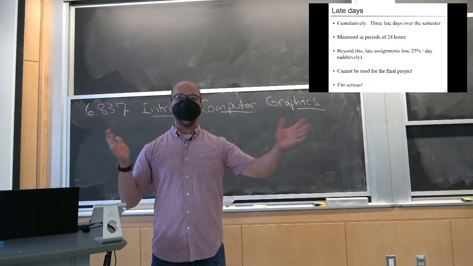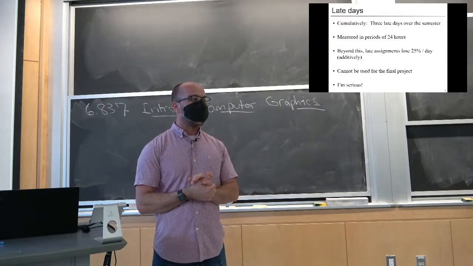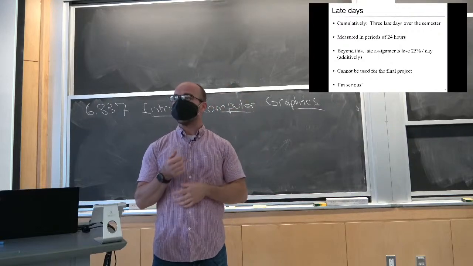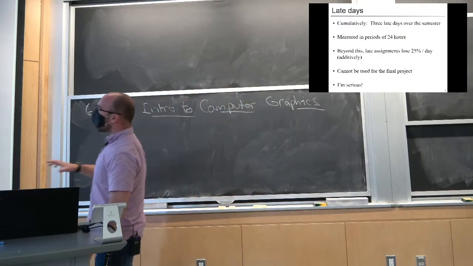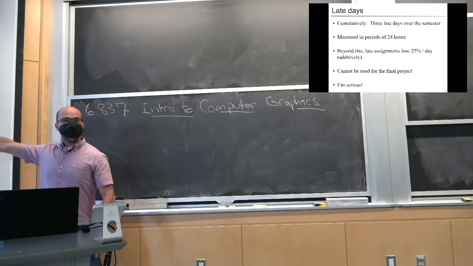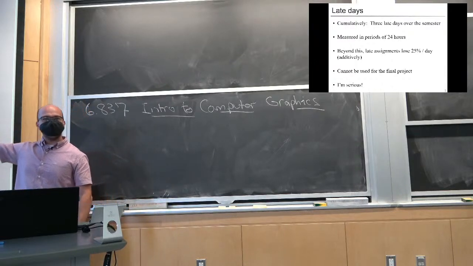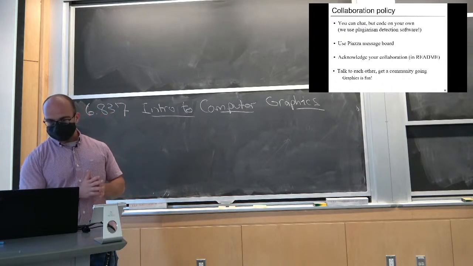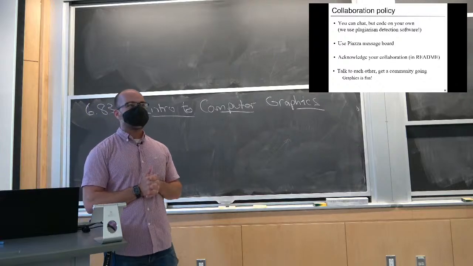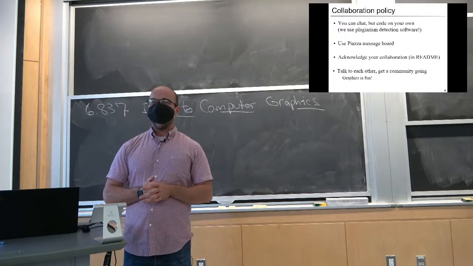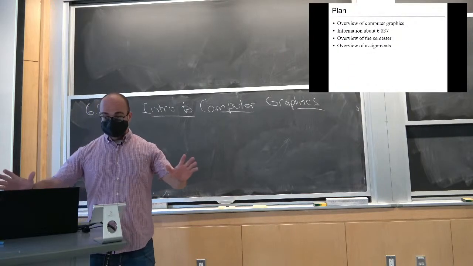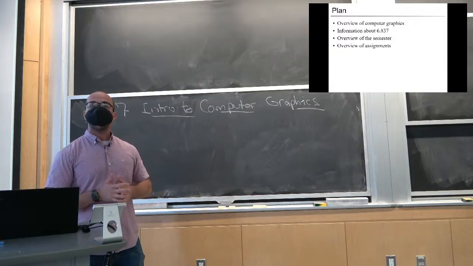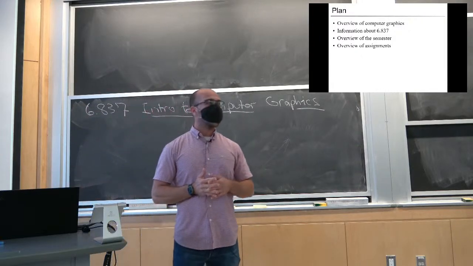The course has late days. There are three late days that you don't have to give an explanation for. I don't care. You can turn in your homework late. These are 24-hour cycles, not lectures, because that would be a ridiculous amount. Beyond that, your late assignments lose 25% additively per day. This is not a compound interest scenario, because I'd like to be able to grade your assignments in finite time. And then finally, you can collaborate, just don't do anything that I wouldn't do. Okay, so that is the end of our boring beginning of course setup stuff.